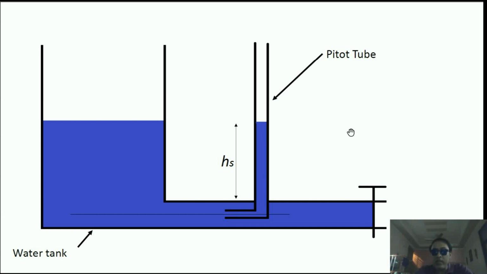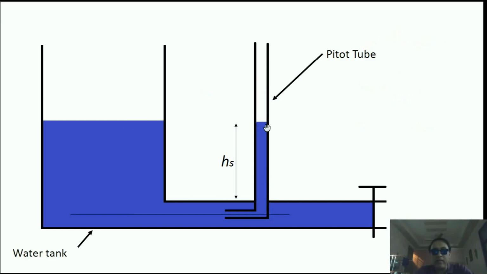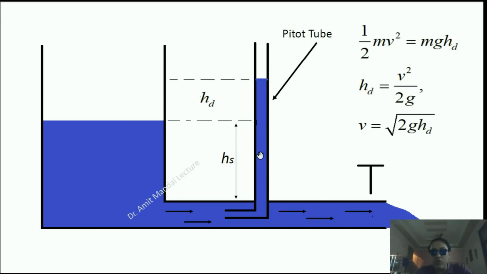Now in case the valve is opened, then the water starts flowing. In that case, what will happen? Even though the level of water in the tank is still the same, you will find that the level of water in the tube rises. Earlier the level was the same, but when water starts flowing, then the level rises. What is the reason? The reason is very simple: when water starts flowing, at the point where this Pitot tube is opening inside this pipe, water will enter there with velocity.